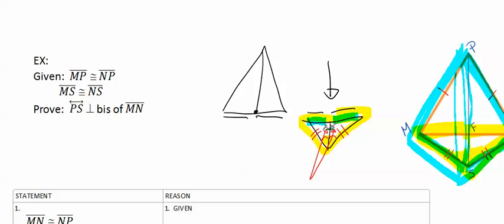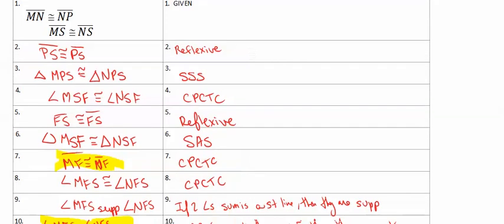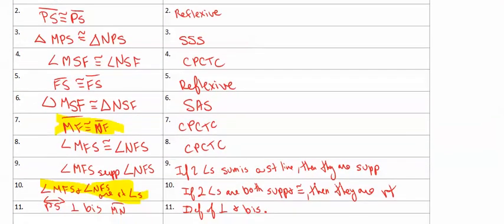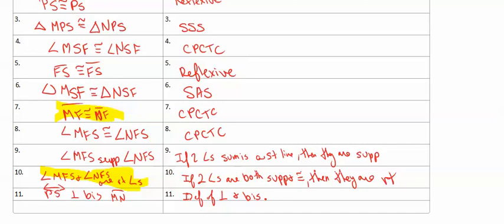Again, you can look back in your notes to show what those steps were previously to get to our conclusion. As you can see, we took quite a few steps. We had 11 steps in total to get from our given to the actual conclusion, that the line itself is a perpendicular bisector to the line segment.